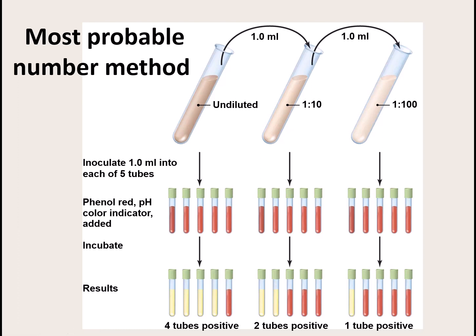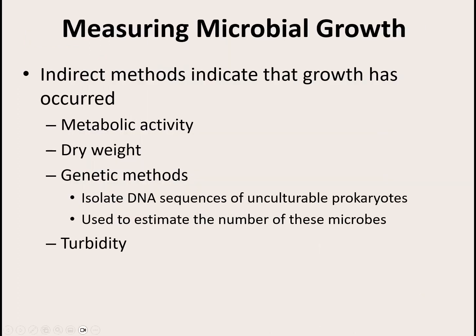Another indirect method that doesn't require any incubation is you can just do metabolic activities. If there's a lot of bacteria present, you're going to see sometimes a very significant color change in a certain test. We can look at dry weight. We can filter our organisms, dry them out, and then just weigh them and get the mass of how many bacteria there are. We can look at genetic methods. How much DNA is present? The more bacteria, the more DNA.